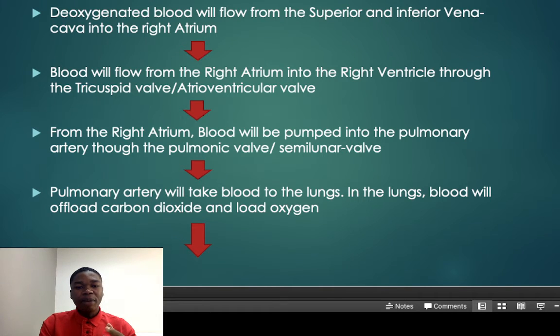So now the pulmonary artery will take blood to the lungs. In the lungs, blood will offload carbon dioxide and load oxygen. Remember, this blood flowing from the heart will flow through the pulmonary artery into the lungs. In the lungs, it will offload carbon dioxide, then it will load, or take in, oxygen.